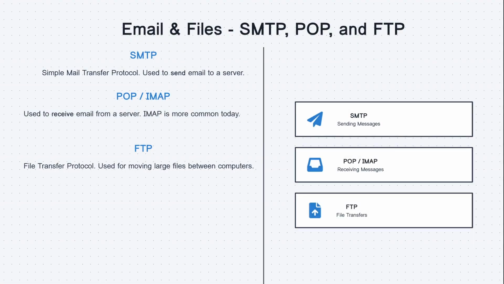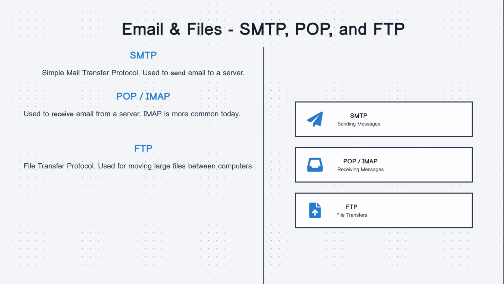Now, to other regular tasks, what we do online regularly, like email and file sharing. For email, we use two main rules, SMTP and POP or IMAP. SMTP is used to send mail to the server. POP or IMAP is used to receive mail from the server. And for moving large files, we use FTP. File Transfer Protocol is like a dedicated shipping service for your digital documents.